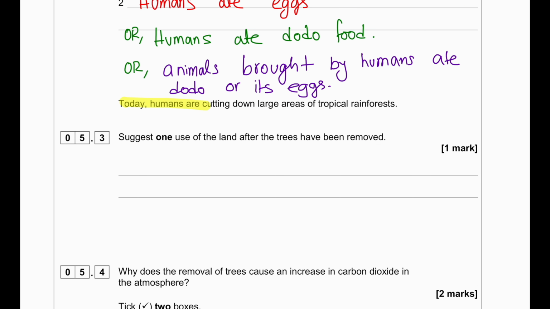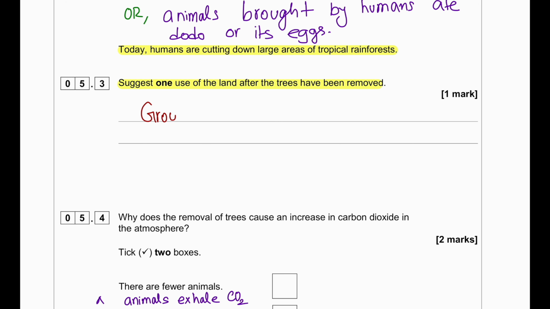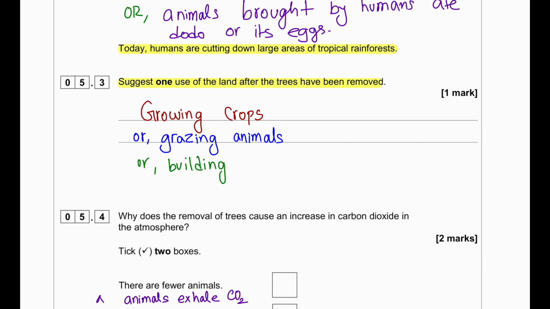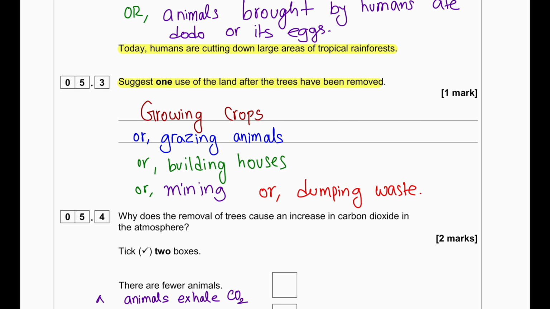Today, humans are cutting down large areas of tropical rainforest. Suggest one use of the land after the trees has been removed. One of the main land use would be agricultural, so we can say growing crops. Other options are grazing animals, building houses, dumping waste, or mining.